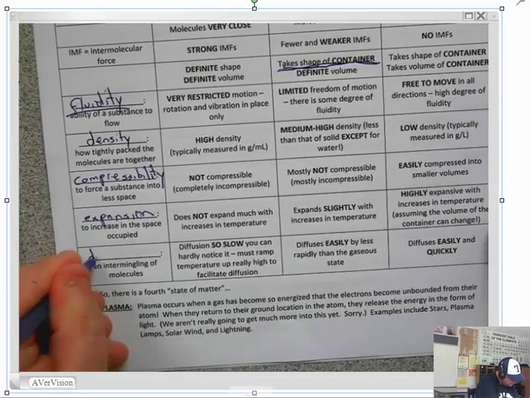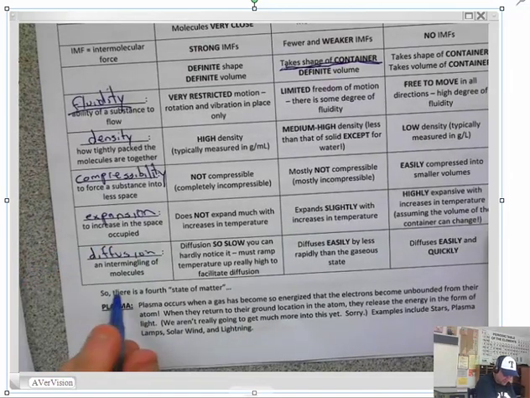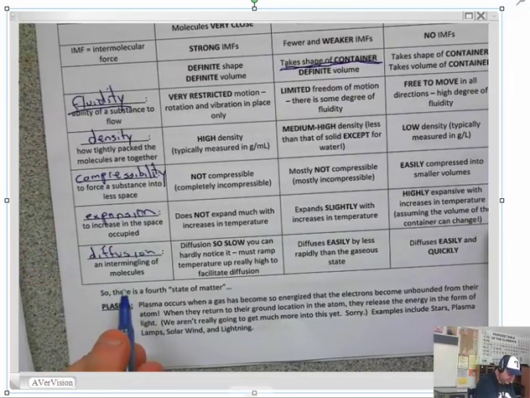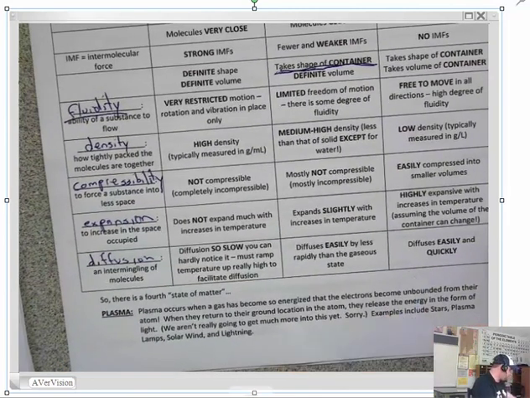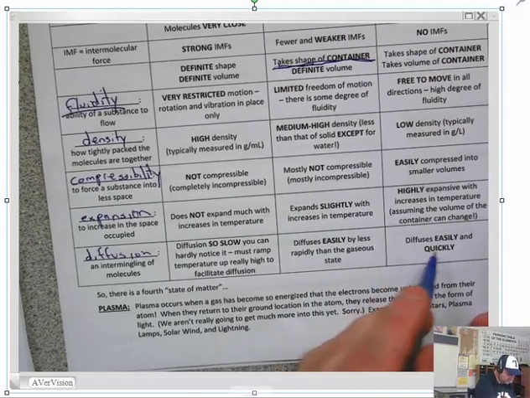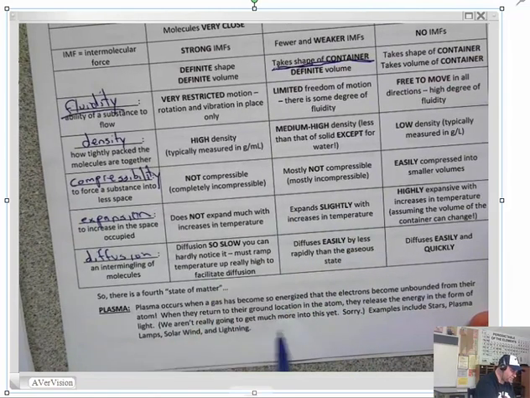And then finally, there's diffusion. The intermingling of molecules. Gases diffuse easily, so if you break a bottle of perfume in the corner over here, the gas spreads out, goes from high concentration to low concentration, right? So it diffuses easily and quickly. Liquids diffuse less rapidly than a gas, and solids don't diffuse at all.